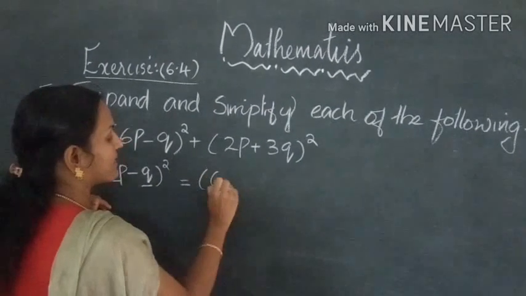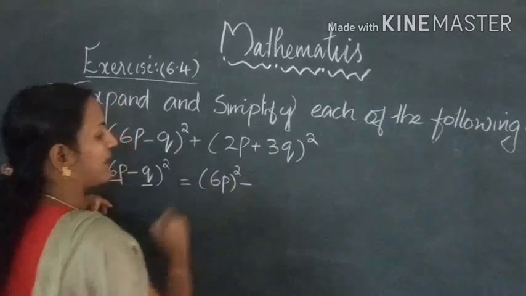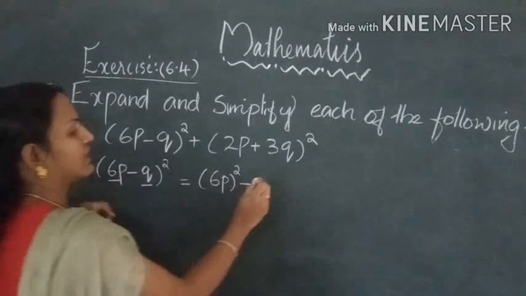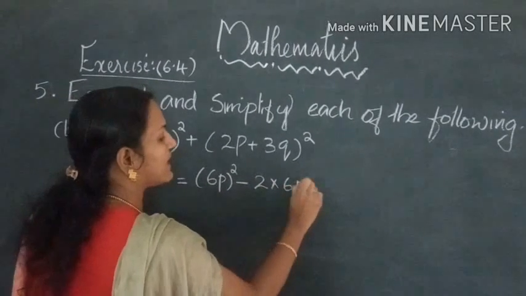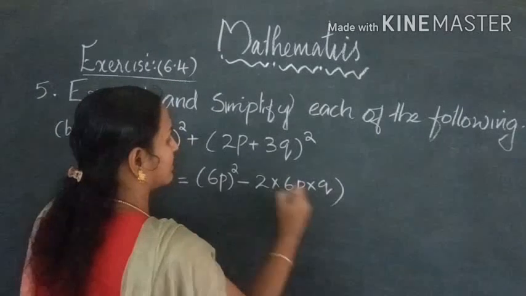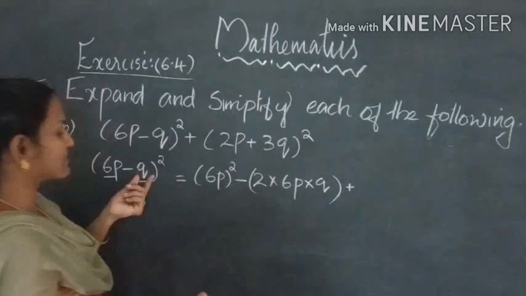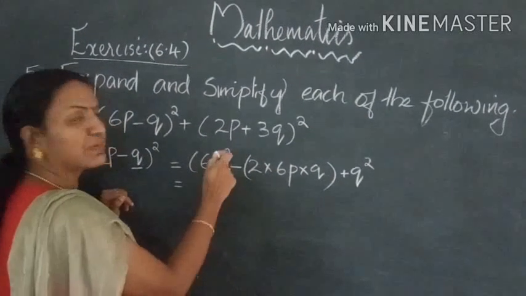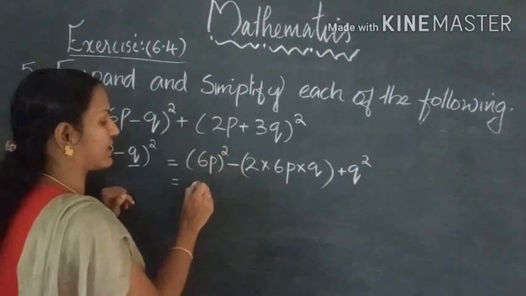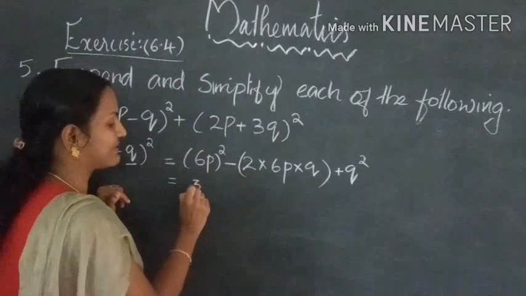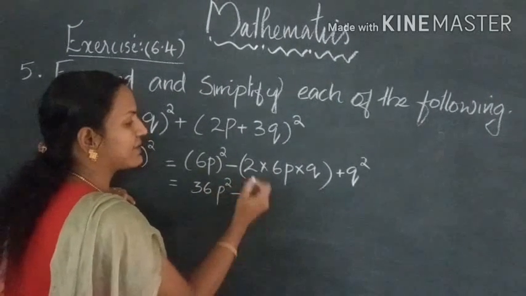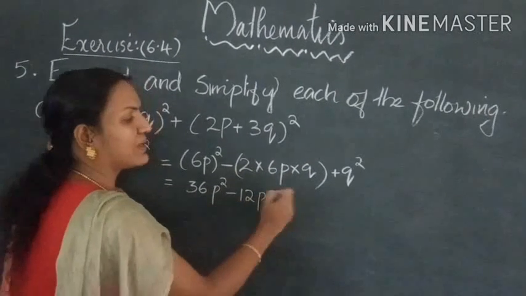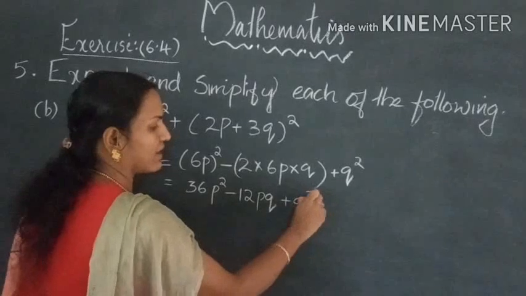So a square, (6p) the whole square, minus 2ab, 2 into a into b, 2 into 6p into q, plus b square, q square. (6p) the whole square is 6 square p square, 6 square is 36, so 36p square, minus 2 into 6 is 12, 12pq, p into q is pq, plus q square.